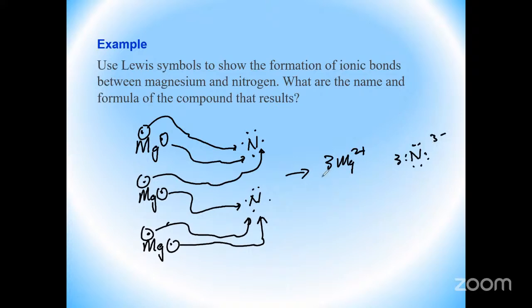And that's basically the Lewis symbol. Oh, wait a minute, I made a mistake. It should be 2, not 3. Okay. So that's basically the Lewis symbol representation. The question is asking for the name and the formula, where the name of the compound would be magnesium nitride. And the formula would be Mg3N2. And that's it. All right.